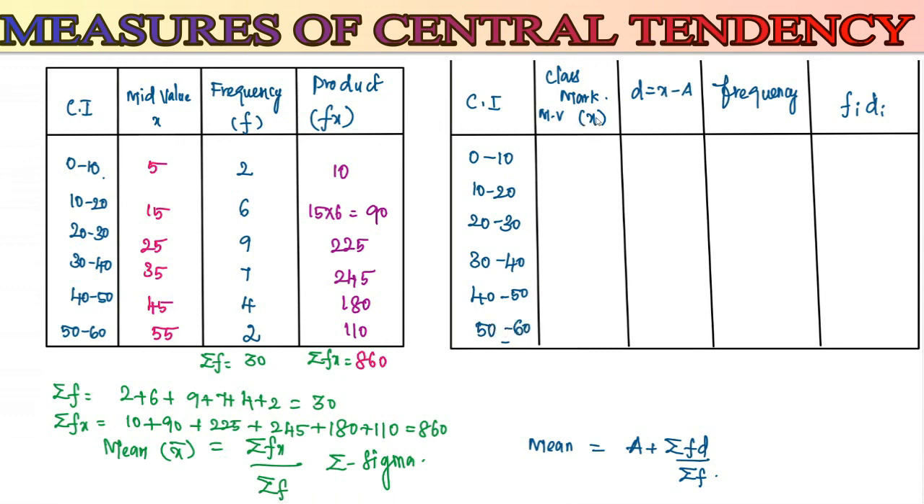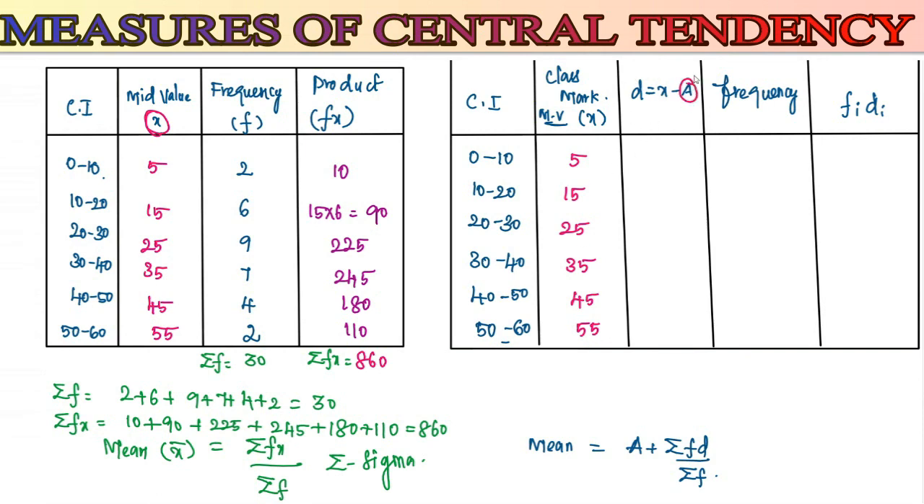Okay, here we know very well the mid value is nothing but adding the lower limit plus upper limit, divided by 2. So 0 plus 10 divided by 2 you will get 5. So I am going to write here the mid value is 5. Already we found it here, so I am going to copy the same x values here: 5, 15, 25, 35, 45, 55. The x values we found, and here we need to find the value of A.